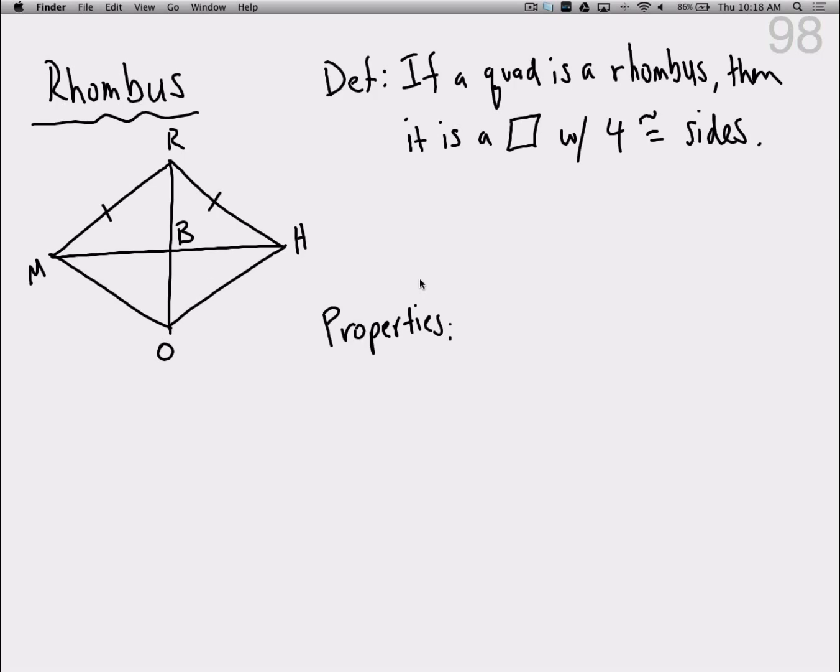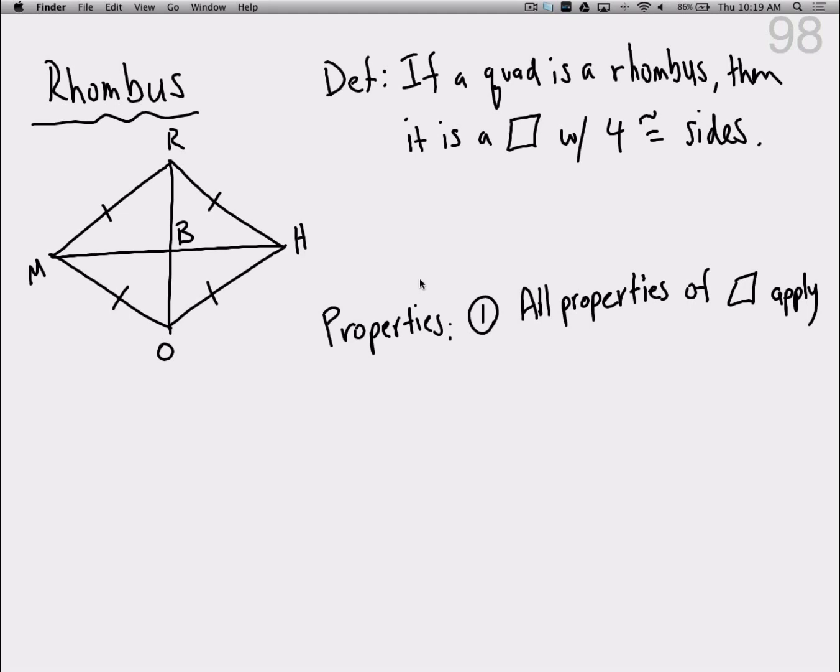As far as properties go, we want to list all the things that are true about the rhombus. Property number one, which we should have listed for rectangles, is the following. All properties of parallelograms apply. So we don't have to talk about the opposite sides being parallel, the opposite angles being congruent, the opposite sides being congruent, the diagonals bisecting each other.